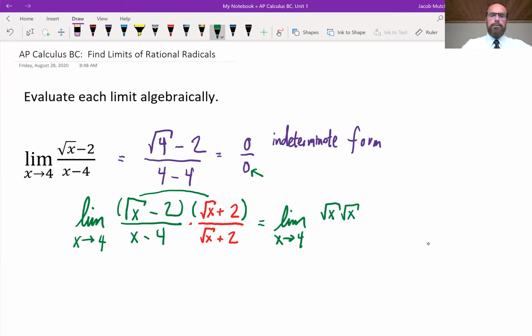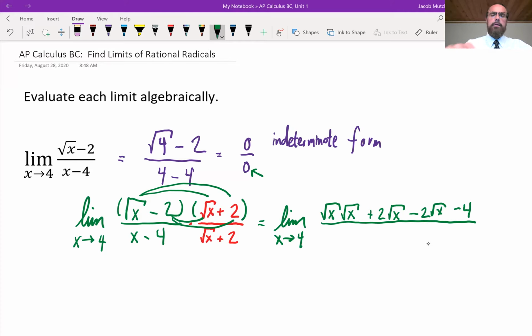Remember, first is the first two terms. The O in FOIL is outer. Those are the bookends. So that's plus 2 times the square root of x. The I in FOIL is the inner terms, and that's negative 2 times the square root of x. And negative 2 times positive 2 would give us the L in FOIL, last, so that's minus 4. We'll simplify all that in a moment.